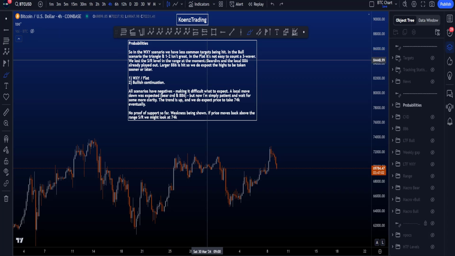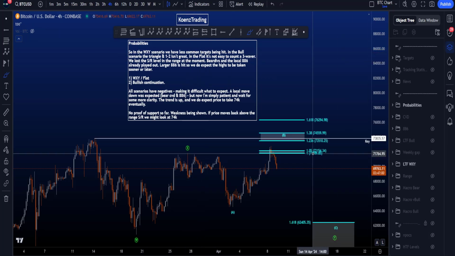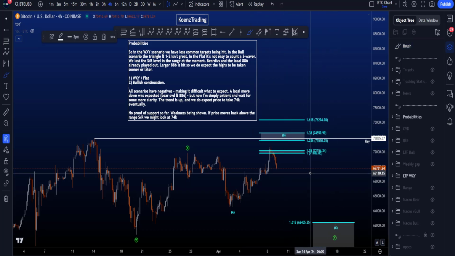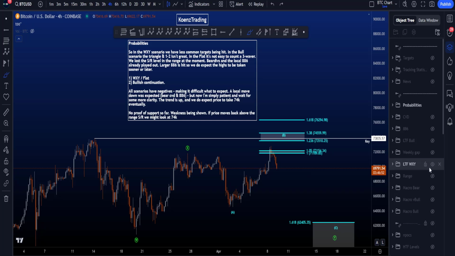So in the WXY scenario, we have a less common target that is hit, which is the regular flat target over here, and the more common target usually is the expanding flat. So that is something we have to at least keep in mind.